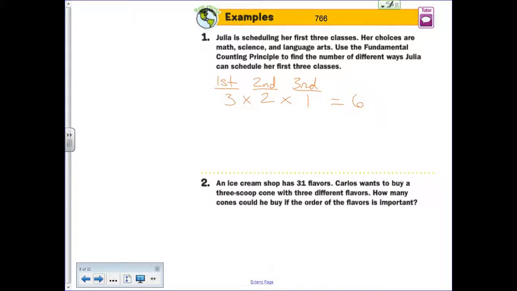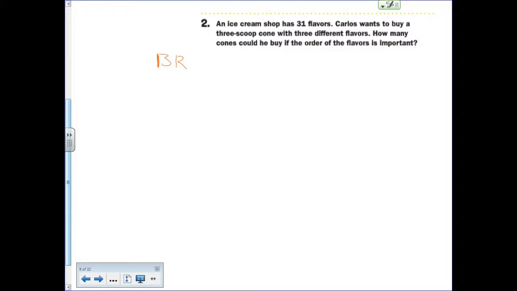Take a look at example number 2. It says an ice cream shop has 31 flavors. Carlos wants to buy a 3-scoop cone with 3 different flavors. How many cones could he buy if the order of the flavors is important? So let's think about this. If he makes choices for scoop number 1, scoop number 2, and scoop number 3, how many choices would he have for the first scoop?